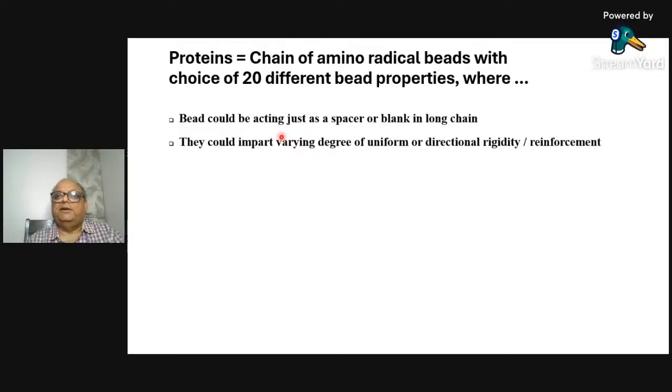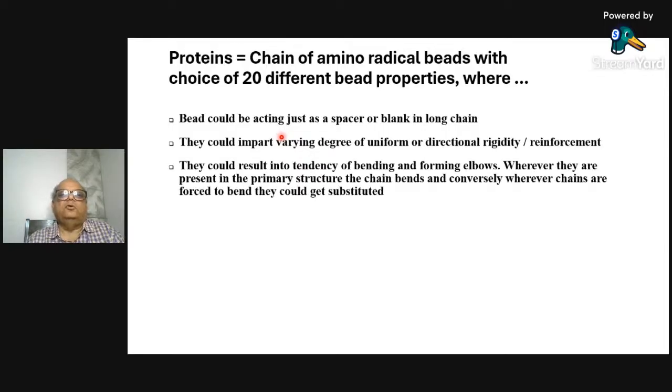rigidity, reinforcement, which could be omnidirectional, or it could be in a particular direction. It could be imparting strength. So it could have some anisotropy by design, or it could be totally homogeneous isotropic properties. Okay, they could also result in a tendency of bending and forming elbows wherever they are present in the primary structure. So by default, the chain will start bending there. It will have a tendency to bend.